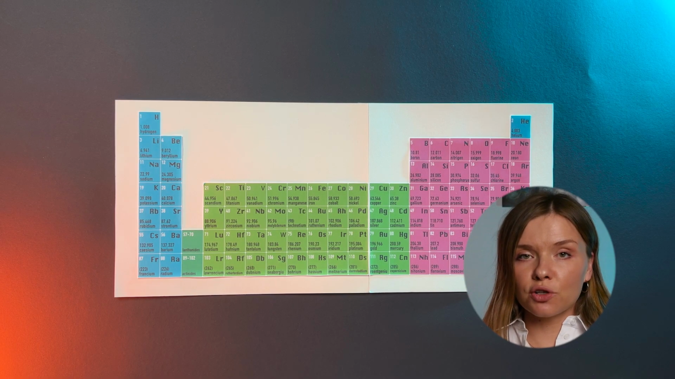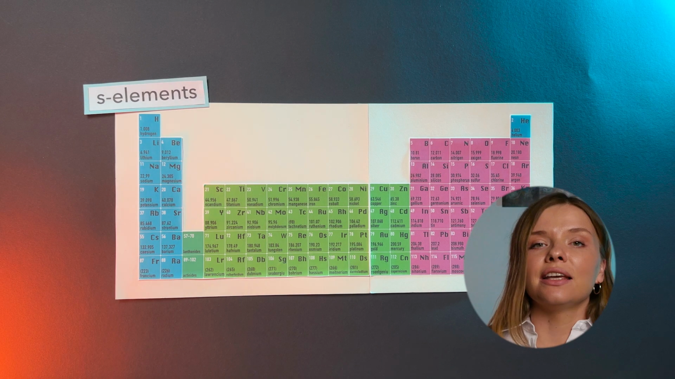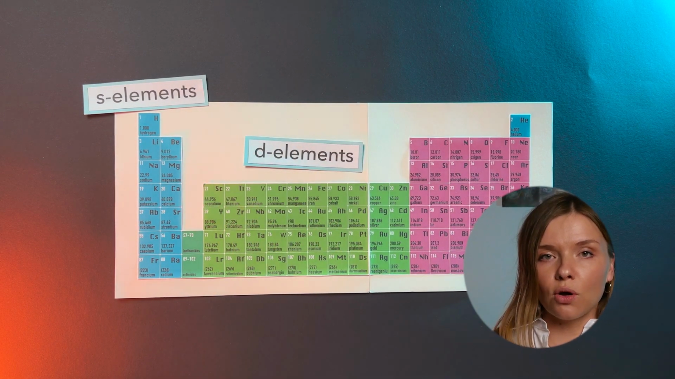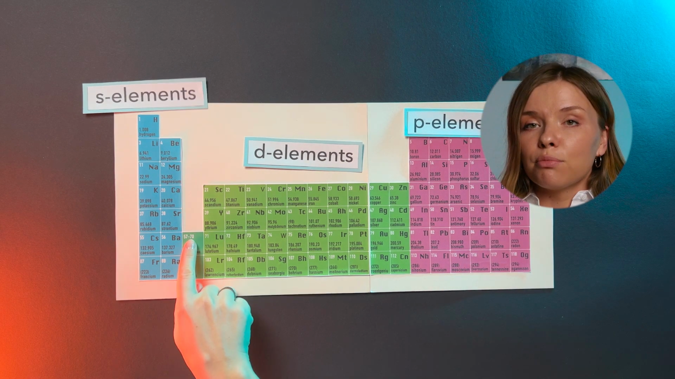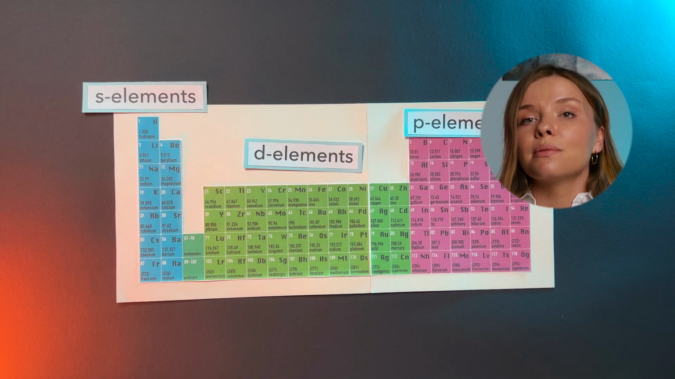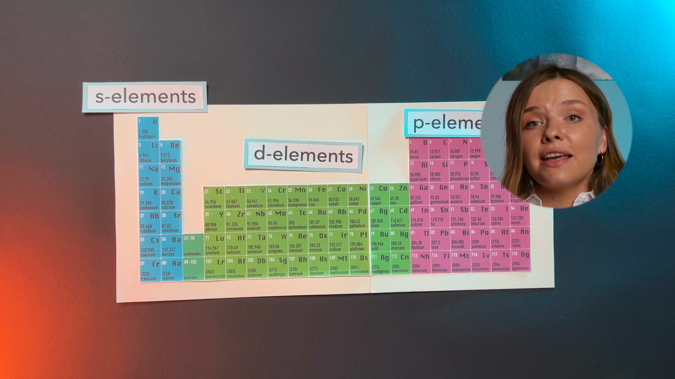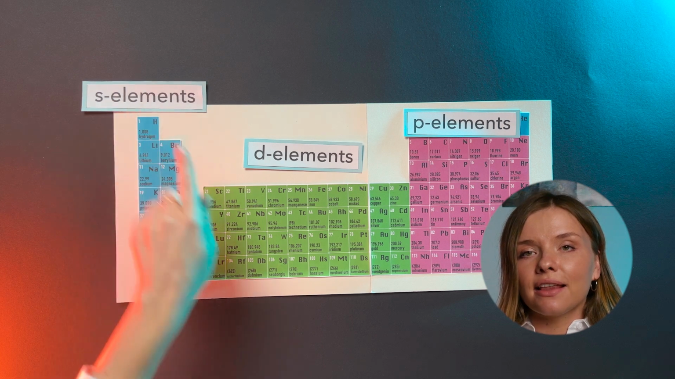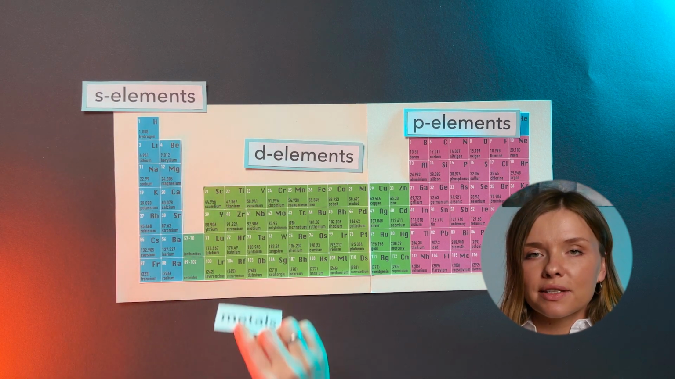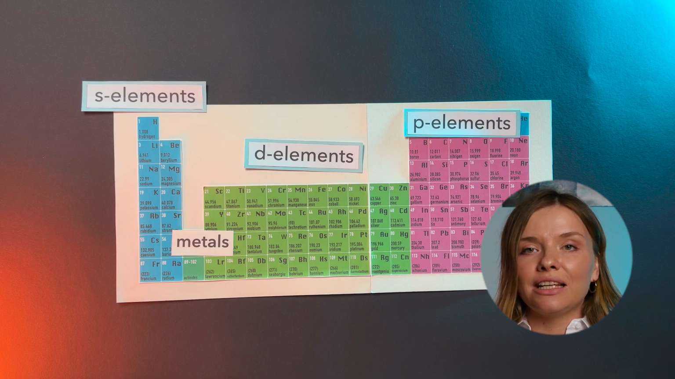Thirdly, elements in the periodic table can be divided into several blocks: S block, P block, and D block elements. There are also F block elements, which are located at the bottom of the periodic table, but they are rarely used in chemistry. All D block elements and almost all S block elements, except for hydrogen and helium, are metals. This means they tend to donate their valence electrons in chemical reactions, showing reducing properties.